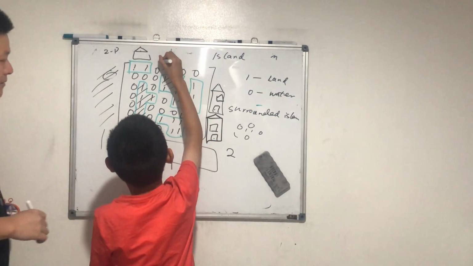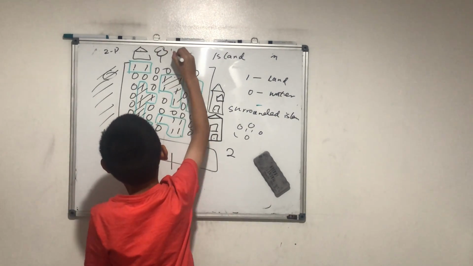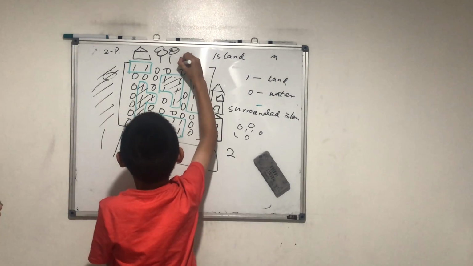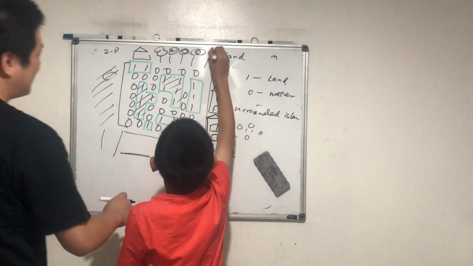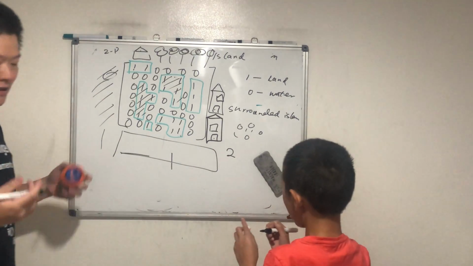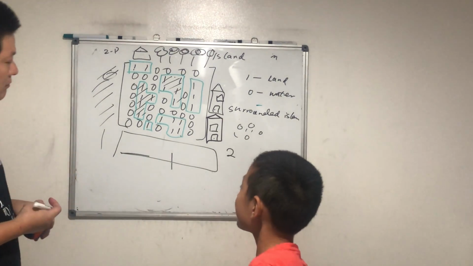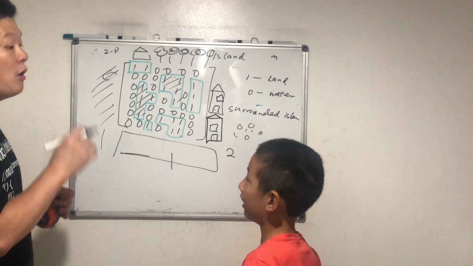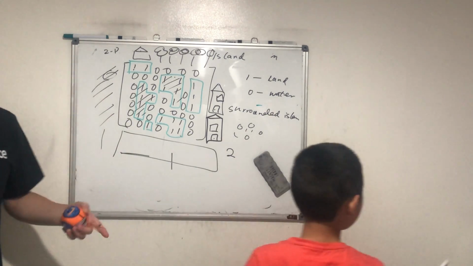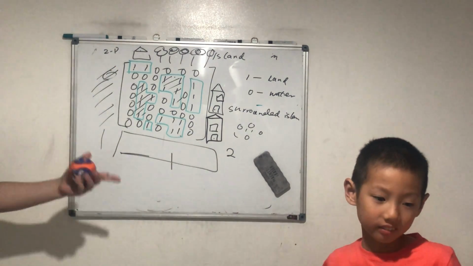Any idea how we're solving this? Any idea? Well, we don't look at the islands on the border. Yeah, that's good. We don't look at the islands on the border. So how do we do this?